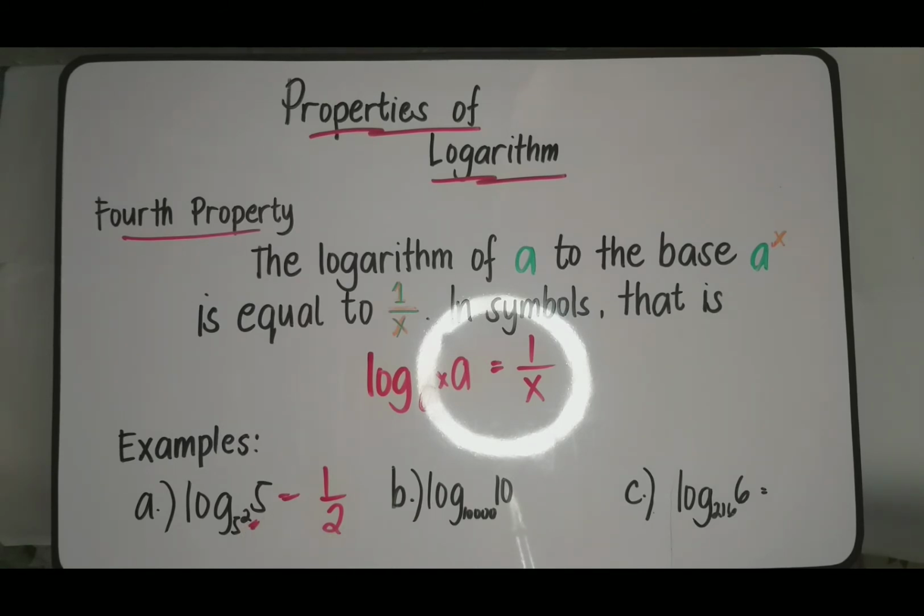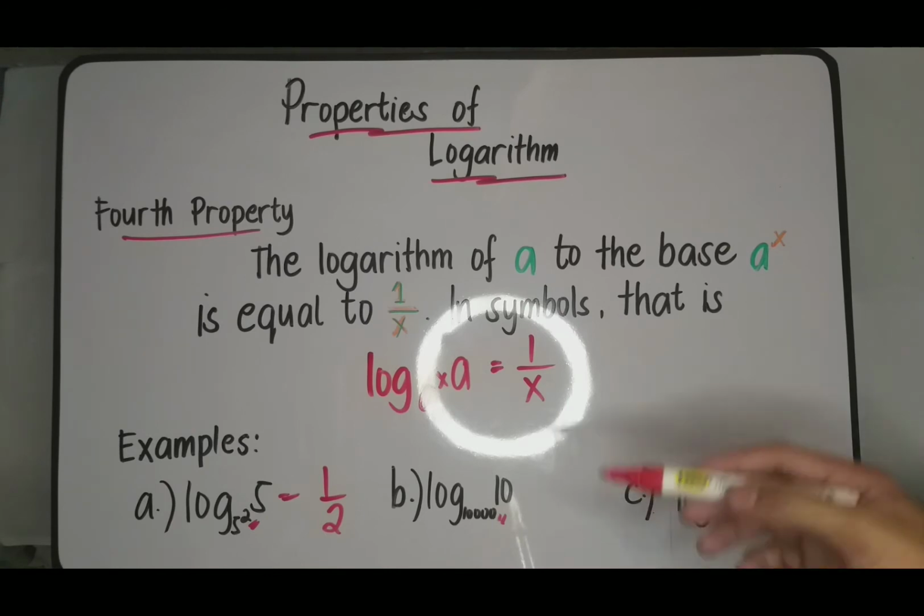Then let's proceed to letter B. Logarithm of 10 to the base 10,000. So there is a problem here. The base is not in exponential form, unlike the number 1, which is 5 squared. It is just 10,000, okay?